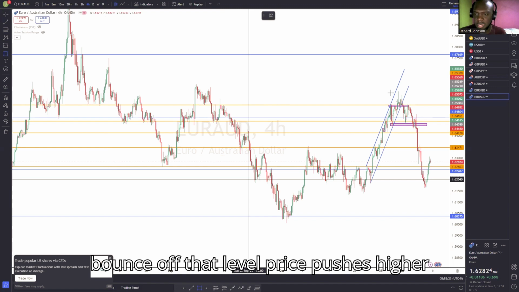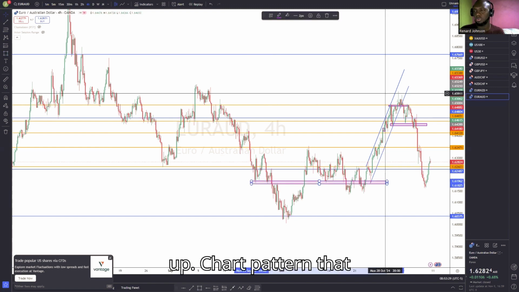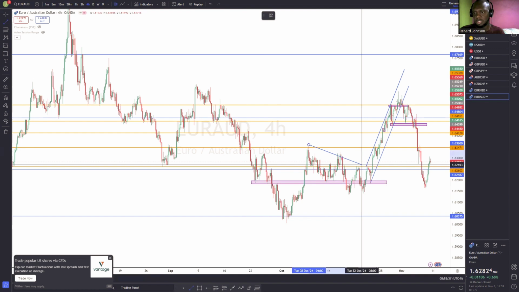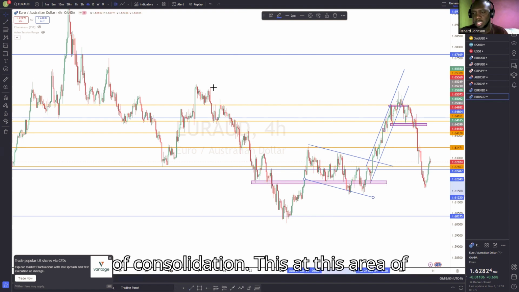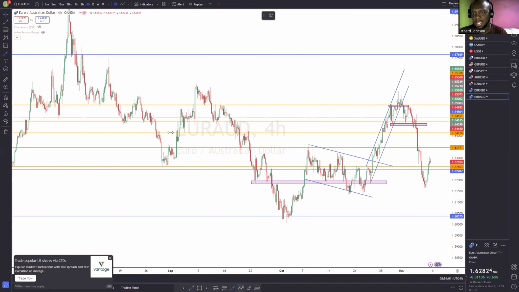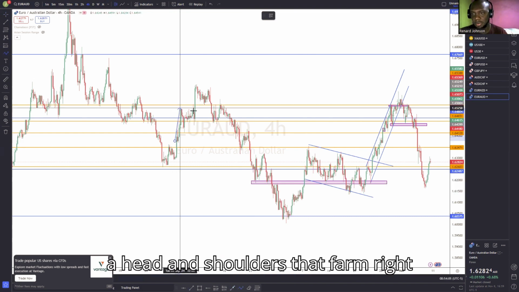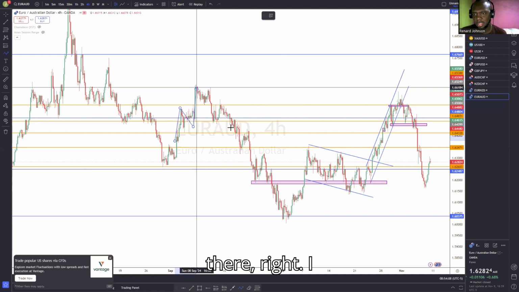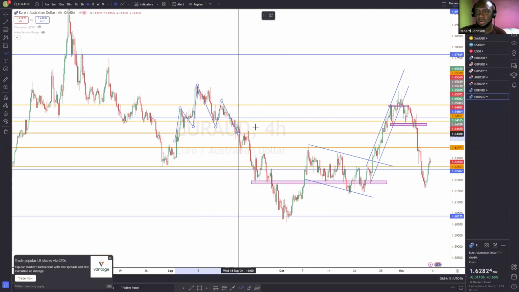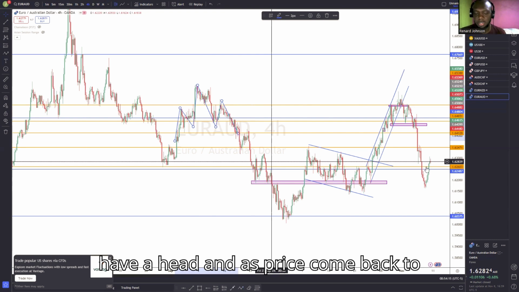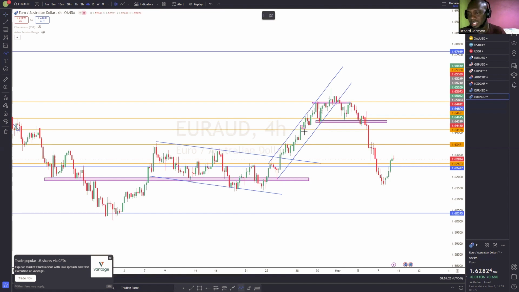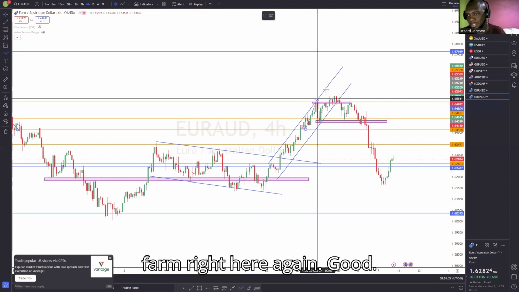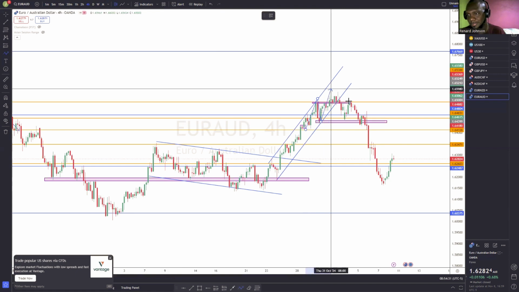As we get the bounce off that level, price pushes higher, and it comes to an area of consolidation. At this area of consolidation, we have a head and shoulders that forms right there. And as price comes back to that level over here again, we have another head and shoulders that forms right here again.